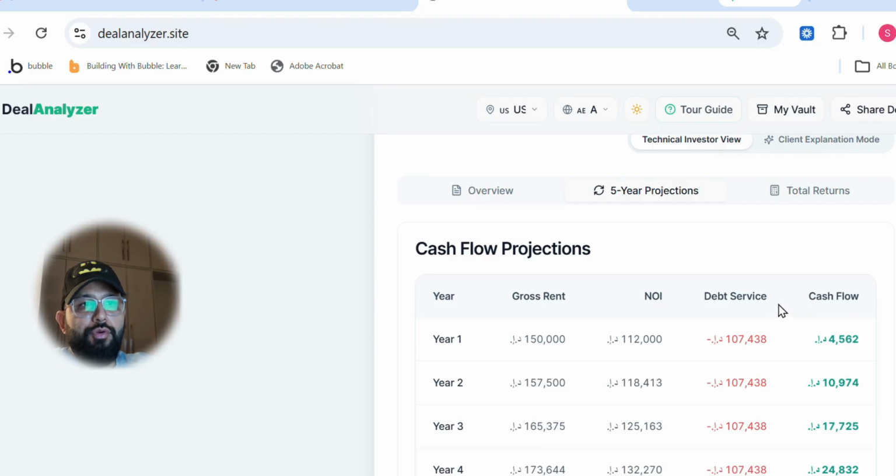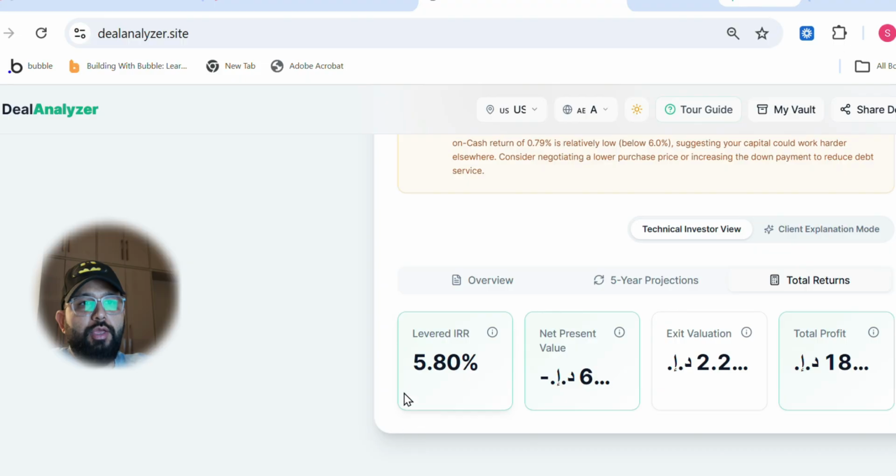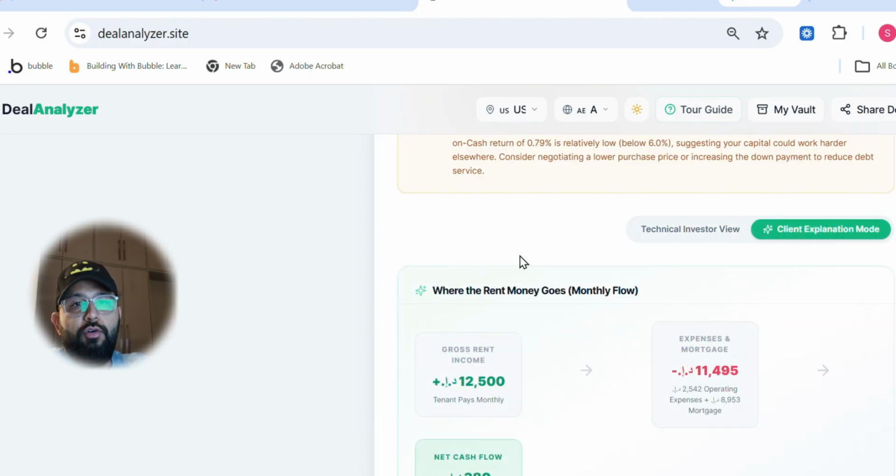Okay, so gross rent remains the same, your net operating income is this, and your debt service has reduced because the purchase price has reduced. So you have a cash flow of 4,500 dirhams in year one. Total returns is a levered IRR of around 5.8%. It's your total return. Net present value is going to be minus right now.